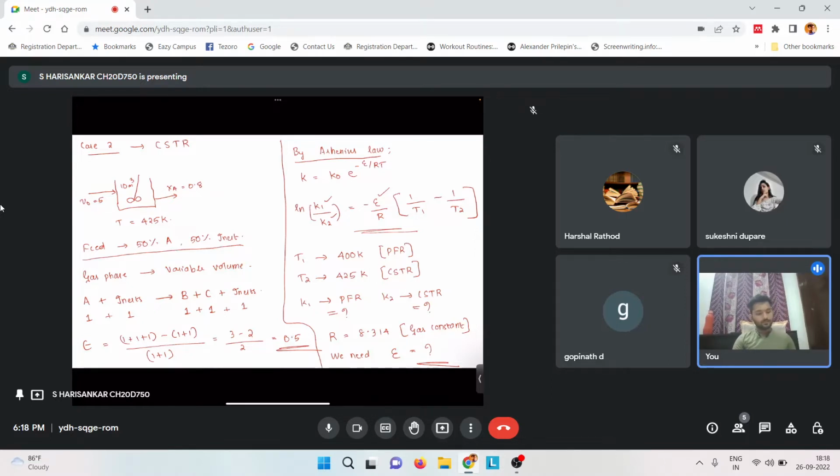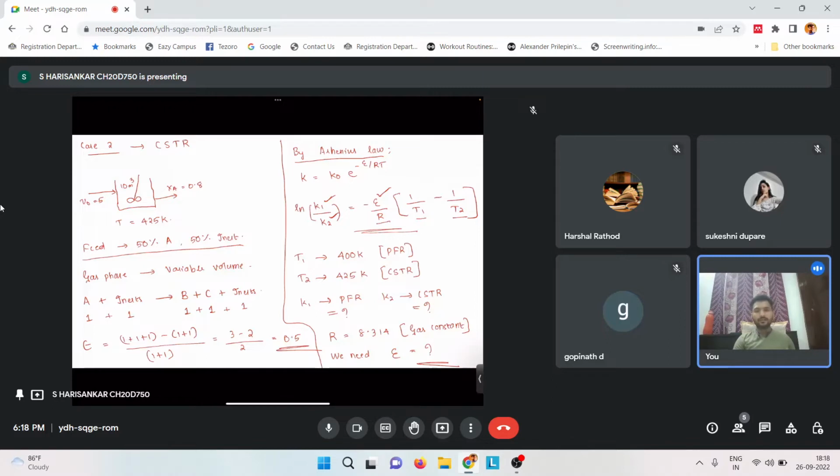What we need to find here is K1, K2, and then the activation energy E. They have already given us the data for T1 and T2, and R is also given as 8.314. To find K1 and K2, we need to apply the design equations for PFR and CSTR. That is how we will proceed to find the rate constants in the case of PFR and CSTR.